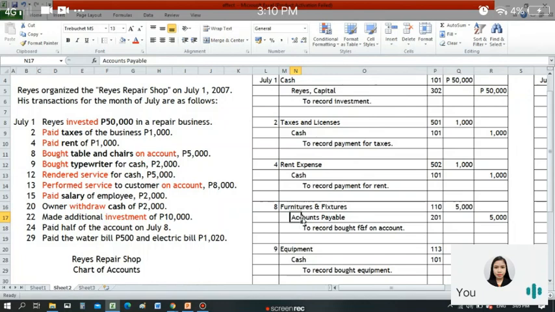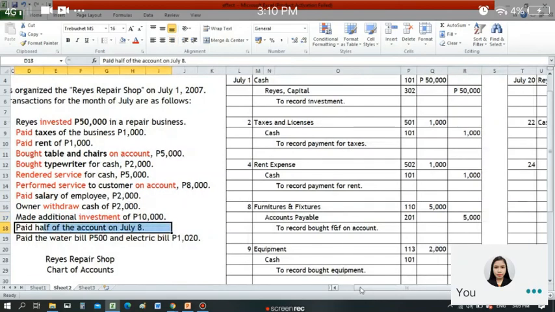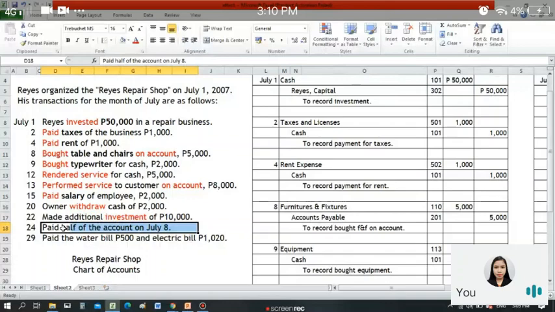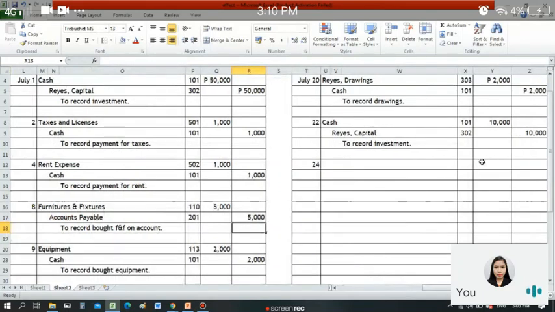In the rules of the normal balance, liabilities have a normal balance, or increase, on the credit side. So now we're going to pay half of the account. We have a total account of 5,000, so there is no amount written in transaction 24 because it's already clearly stated that half of the account will be paid. So half of the 5,000 is 2,500. So what do we now enter?